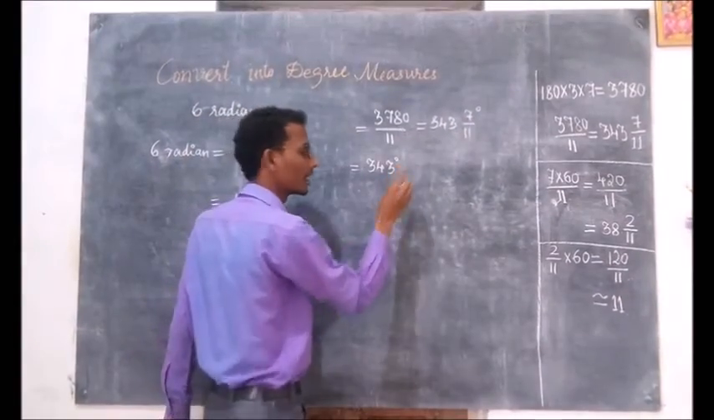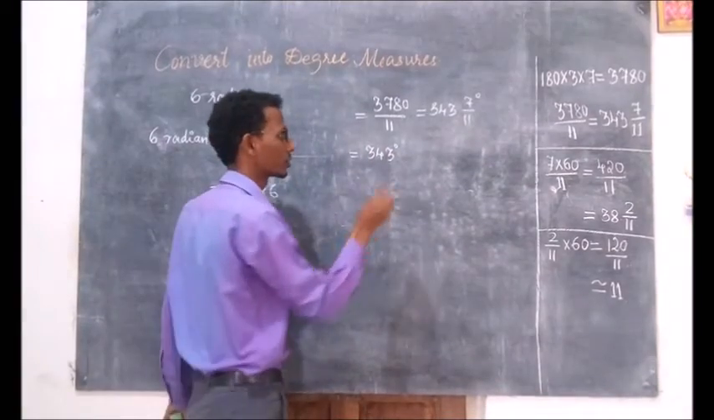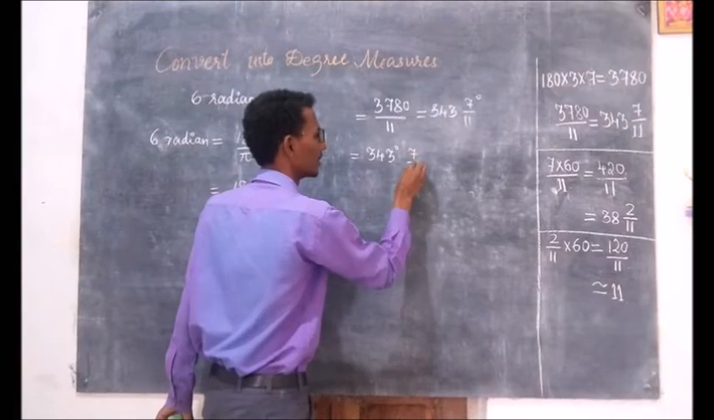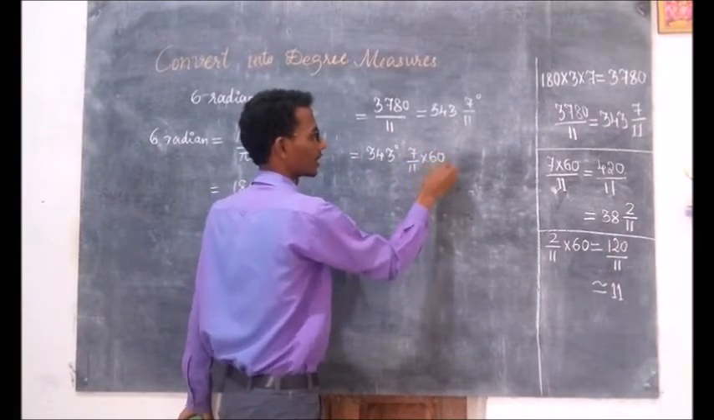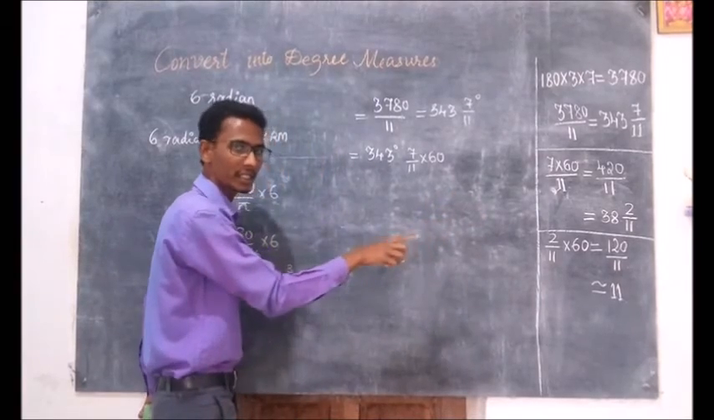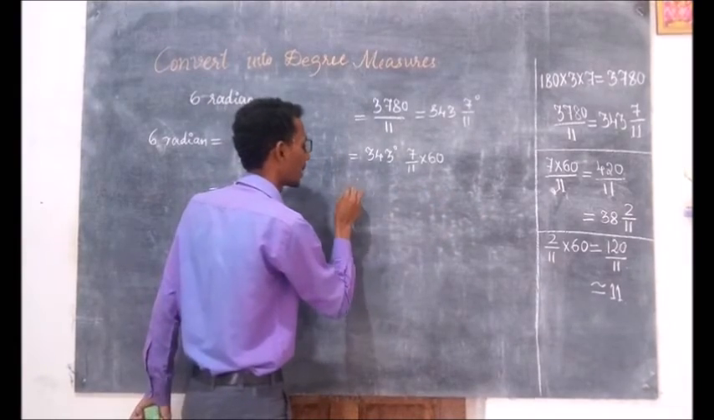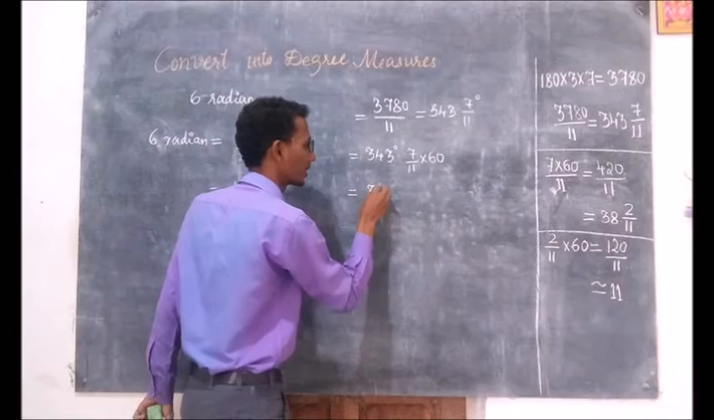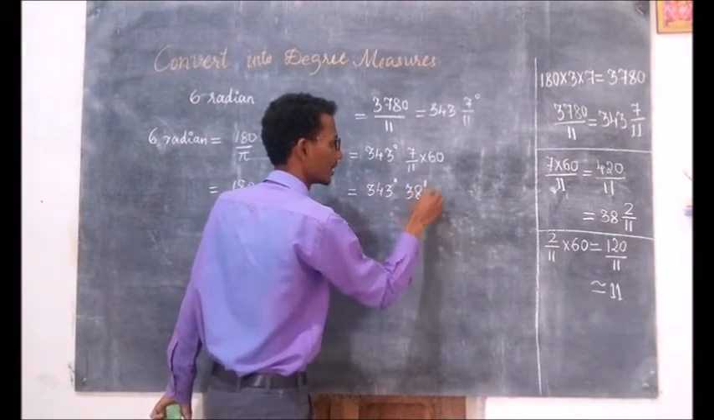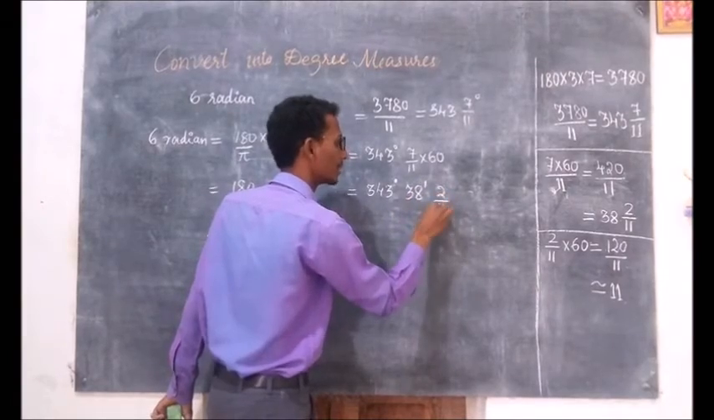So that is equal to 1 degree equal to 60 minutes. So we multiply with the 60 minutes. 7 by 11 into 60. As we have done calculation over there, that would be equal to 38 minutes and 2 by 11. 343 degrees, 38 minutes and 2 by 11 minutes also.